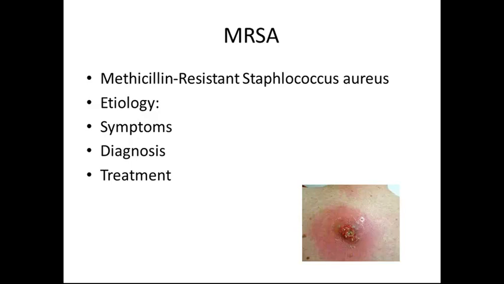The symptoms are small red bumps that resemble pimples or boils that become abscesses, and sometimes can be septic infections causing fevers, chills, shortness of breath, and malaise. Diagnosis is culture and sensitivity of a nasal swab. And treatment of MRSA is typically vancomycin IV.